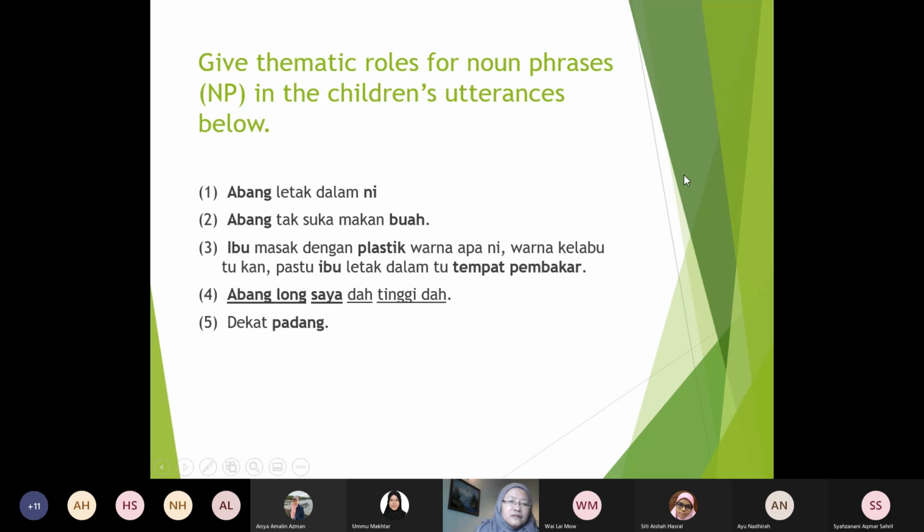Okay, number 4. Abang long saya dah tinggi dah. Siapa nak buat? Yasmin. Yasmin ada? Tak ada, doktor. Senior. Dia senior? Year 4 now. Oh, okay. Siapa lagi? Umur lah. Buat nombor 4. Okay, doktor.